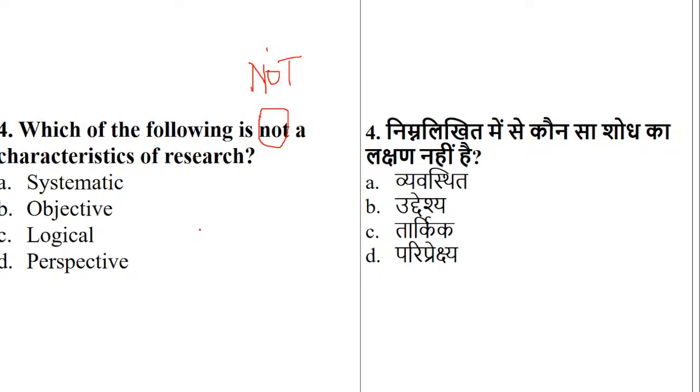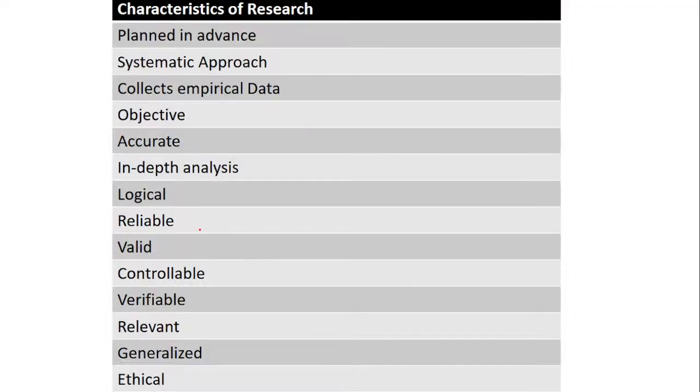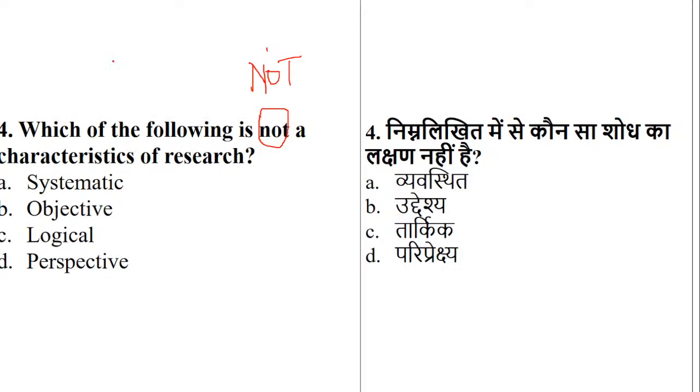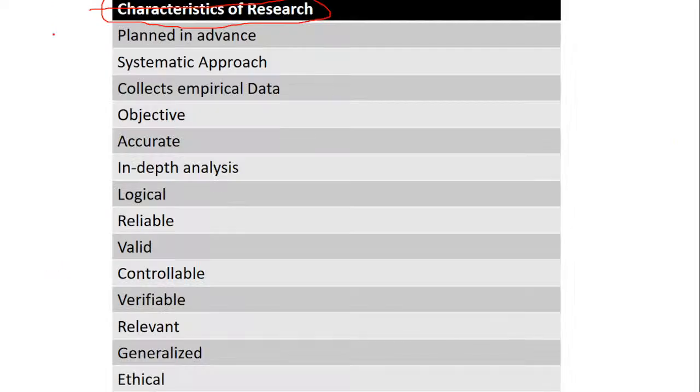But now I have brought one slide, because the majority of things get covered in this slide. When you talk about characteristics of research, there is always a question on it. Kavita, you are wrong. I am explaining the answer. The right answer is that perspective is not a characteristic of research. Why? Let me explain. Kavita and Sunil, listen to this explanation. When we talk about characteristics, it means features.